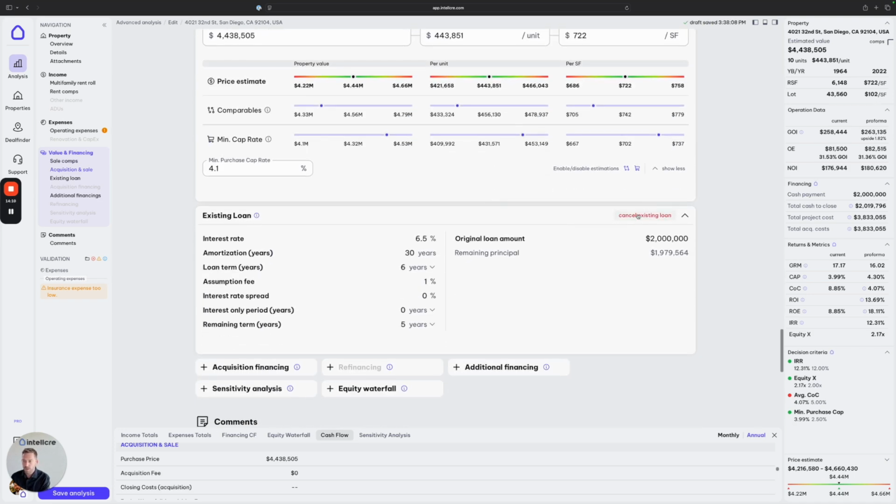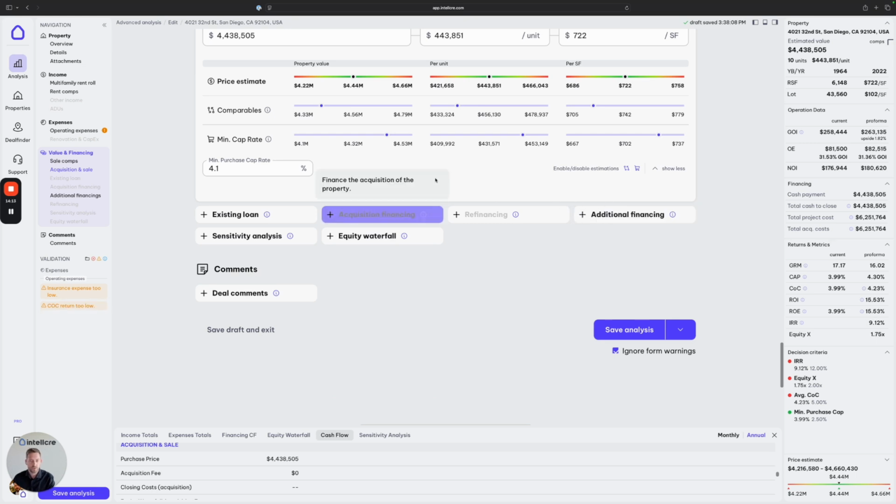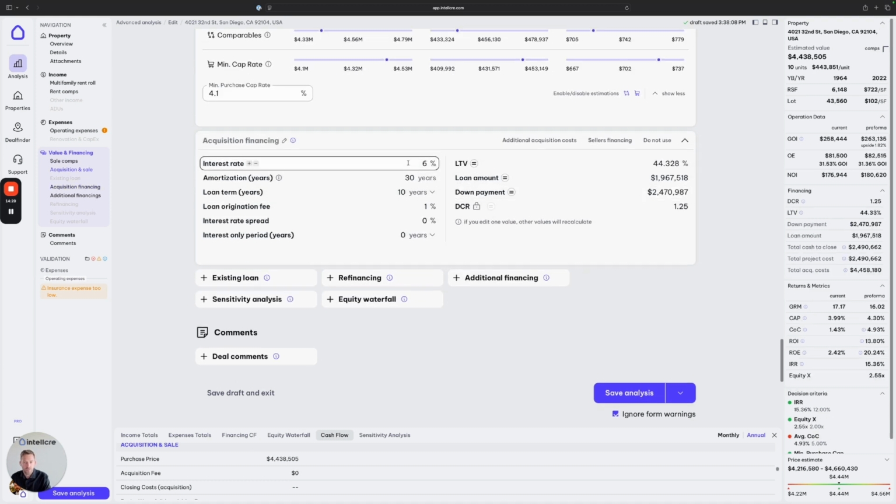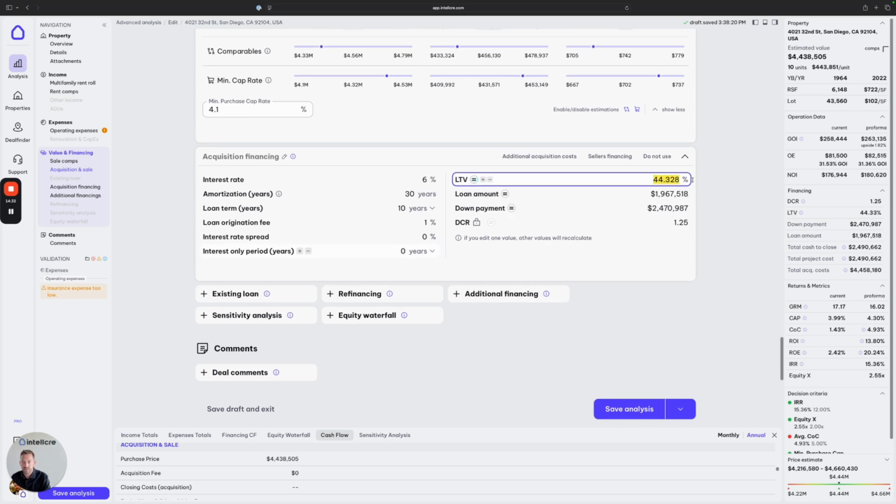And now, what if we have a traditional acquisition financing for this deal? Then we basically enable acquisition financing. And here is our interest rate, amortization, loan term, loan fees, interest only period. We can switch between years or months, depending on how granular we want to be. And on the right side, we have our LTV, our loan amount, down payment, and our DCR.